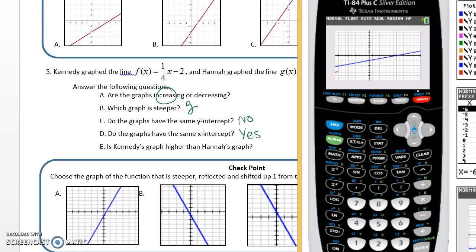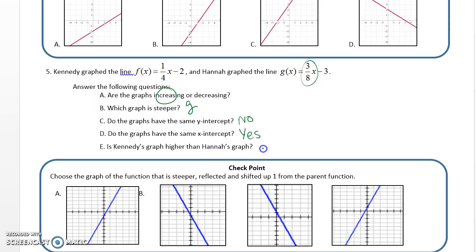So here's Kennedy's graph, and here comes Hannah's graph, and it's growing, and it's growing, and they meet, and then the red one takes over. So is Kennedy's graph higher than Hannah's graph? No, not all the time, it's not.